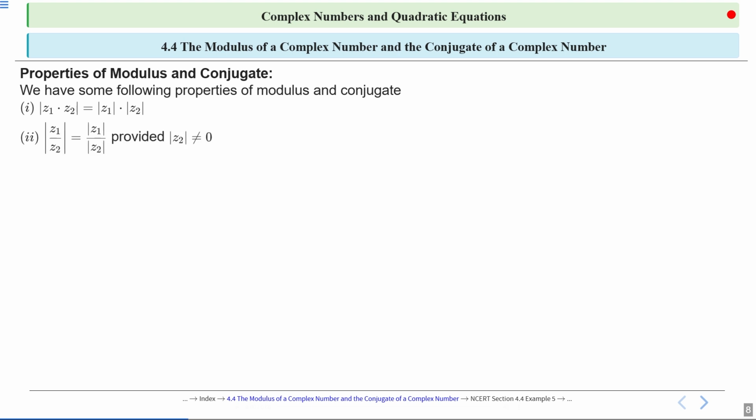Next, we have the property for the modulus of a quotient. So the equation is modulus of z1 divided by z2 equals modulus of z1 divided by modulus of z2, provided modulus of z2 is not 0. So this tells us that the modulus of the quotient of two complex numbers is equal to the quotient of their moduli.